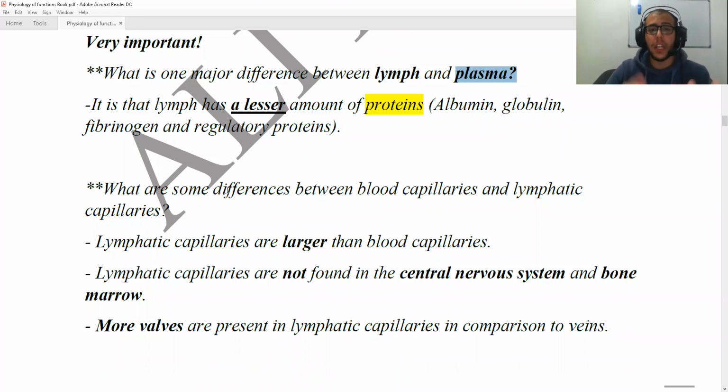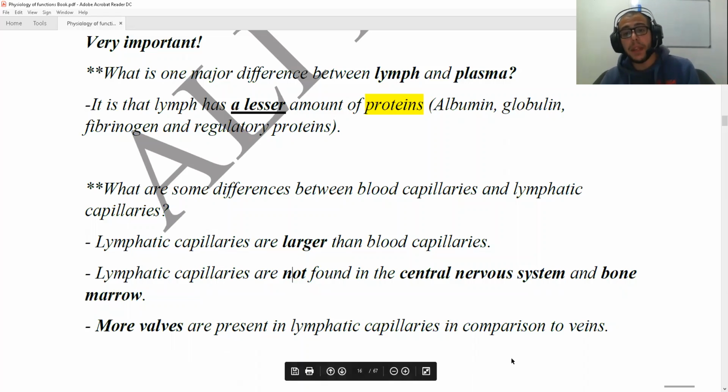Next, what are some differences between the blood capillaries and the lymphatic capillaries? I just mentioned that they are similar. However, there are some key differences. First of all, lymphatic capillaries are larger than the blood capillaries in terms of size. Second, the lymphatic capillaries are not found in the central nervous system and the bone marrow. And third, more valves are present in the lymphatic capillaries compared to veins.